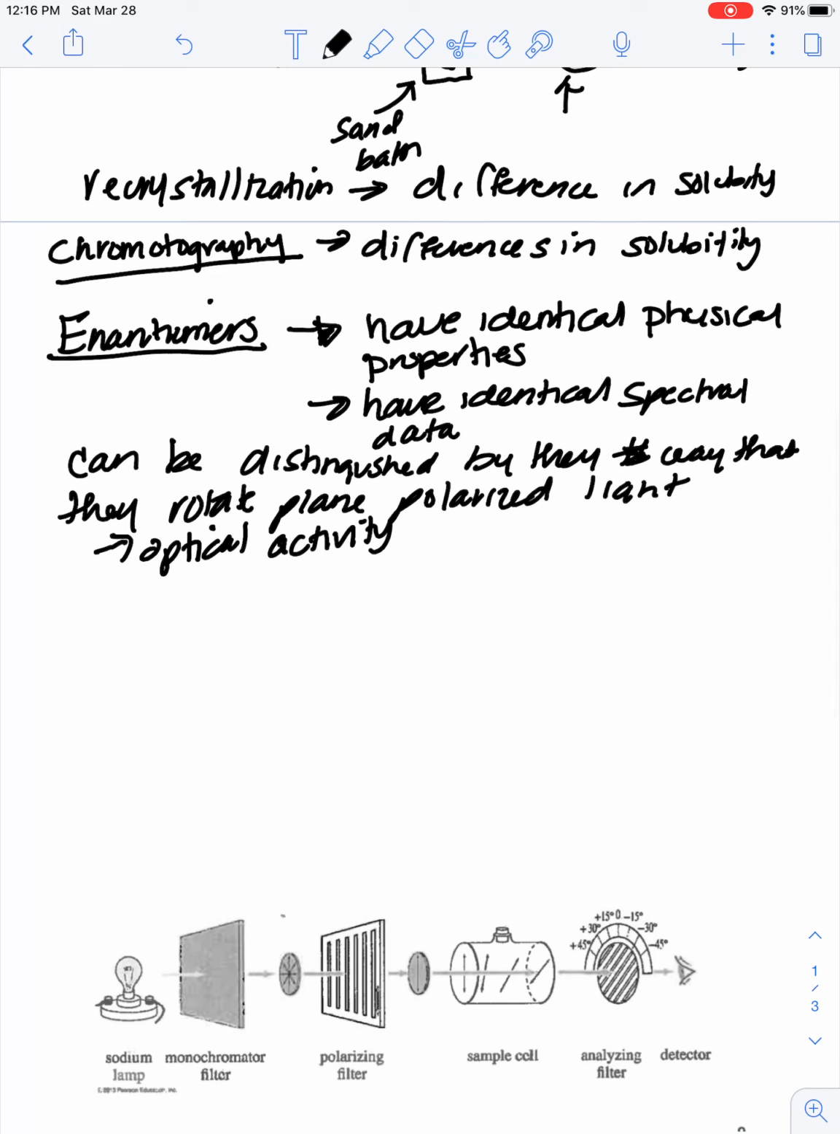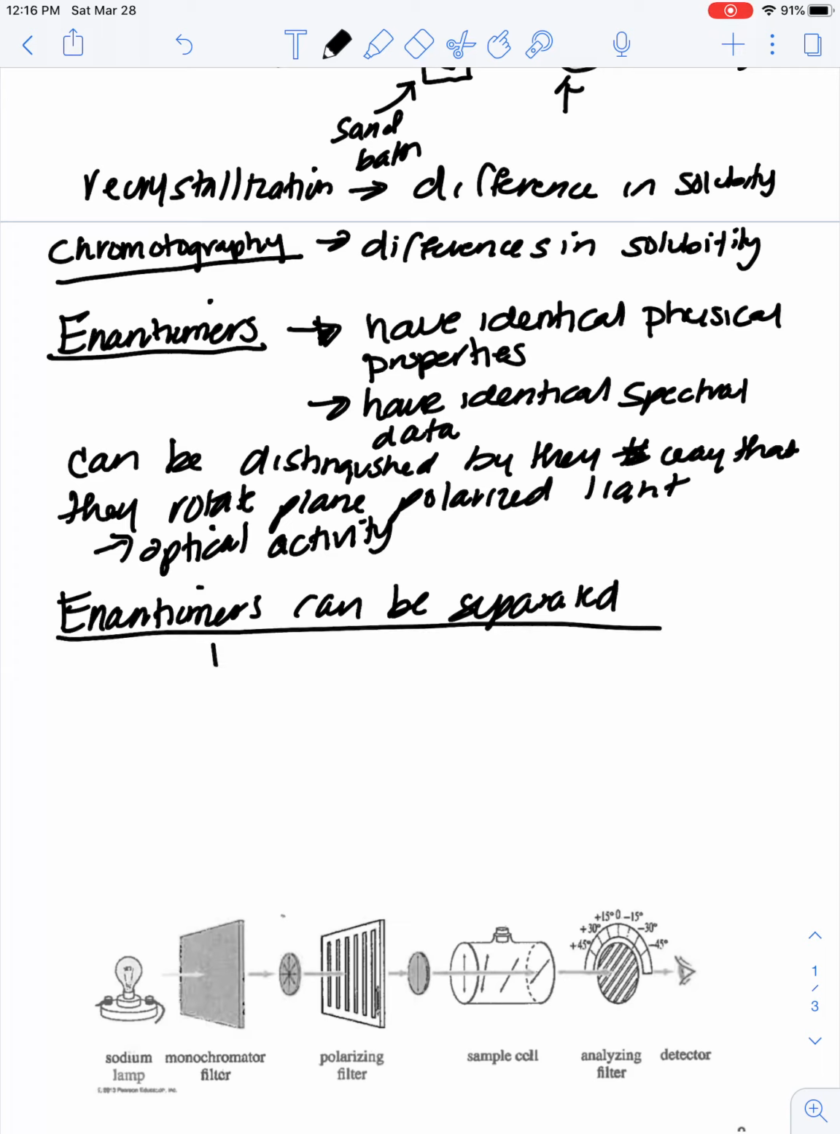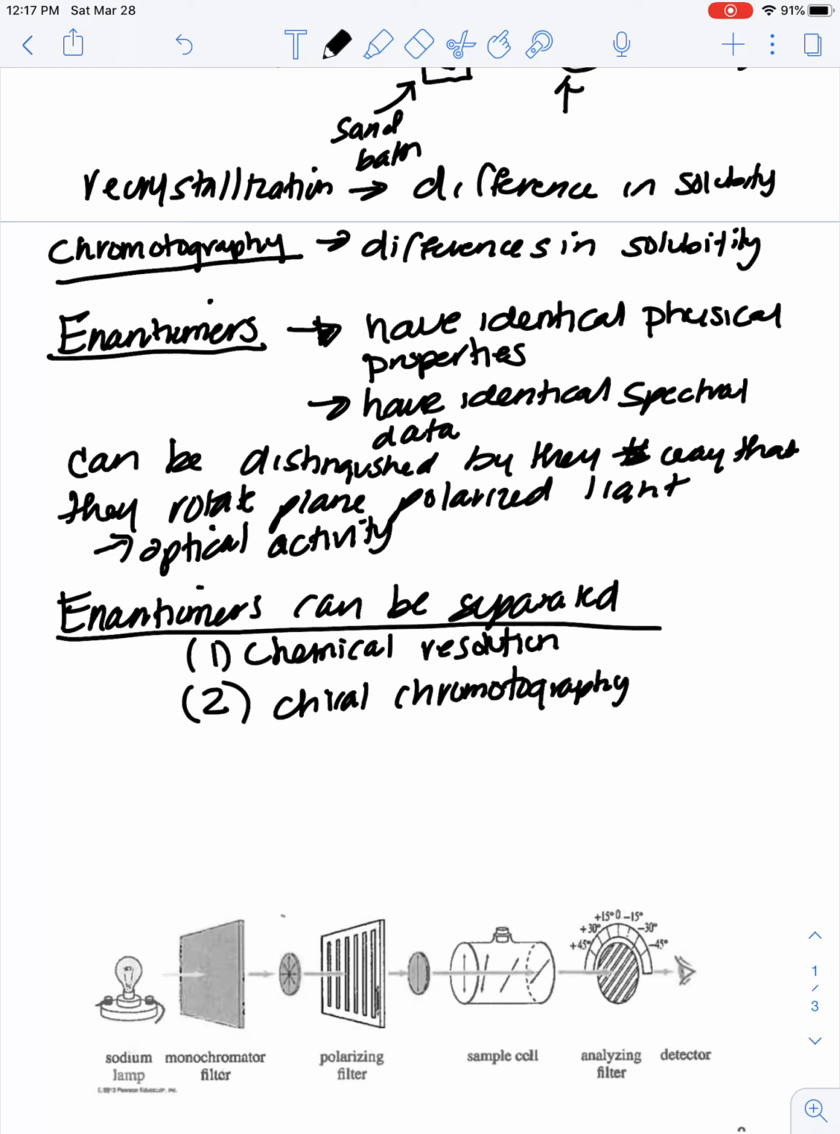So there are different ways that enantiomers can be separated. We're not actually going to get into this part; it's a part that we're going to skip. I'm just going to briefly mention the ways that they can be separated. We can use chemical resolution, and we can also use chiral chromatography. This part is in the notes. If you're interested, you can look over this, but again, you will not be tested on this part.